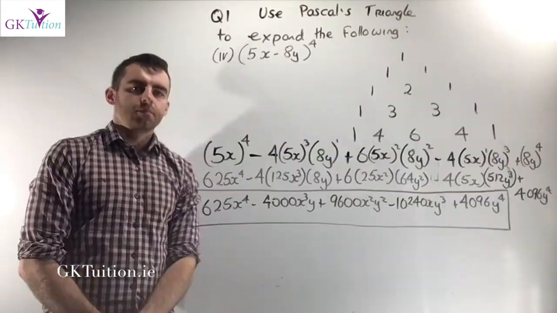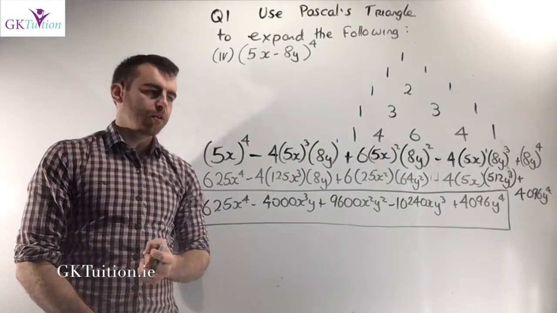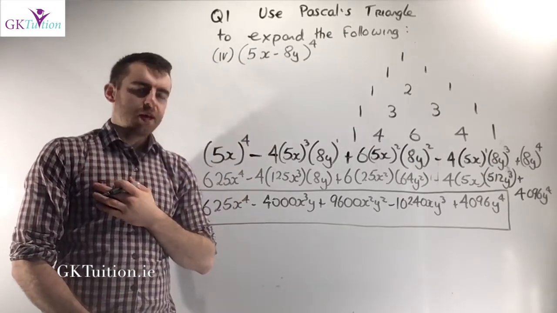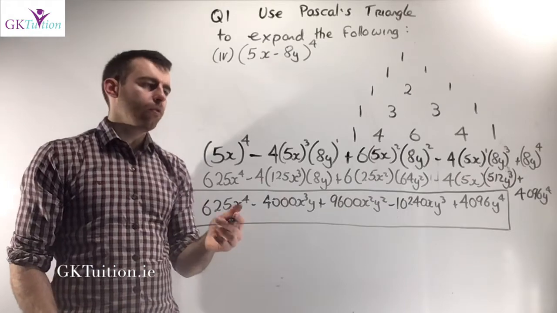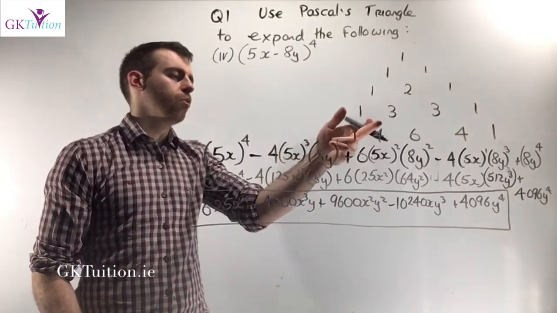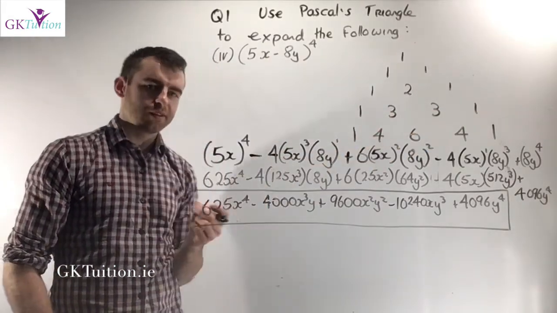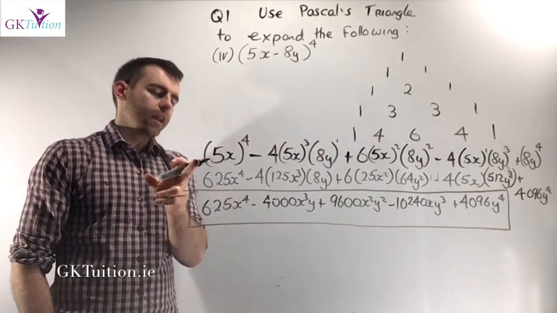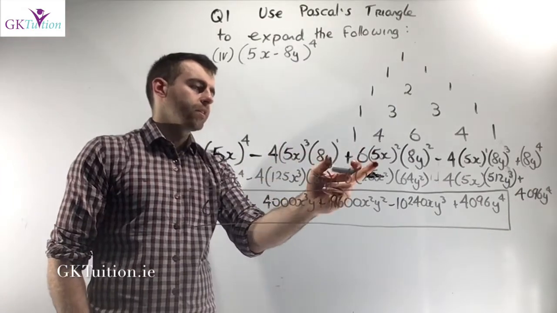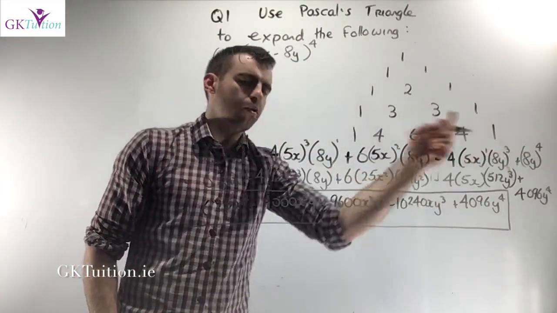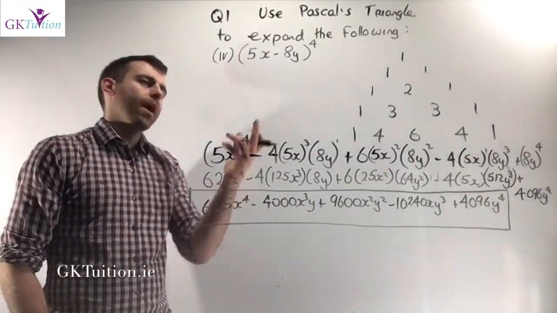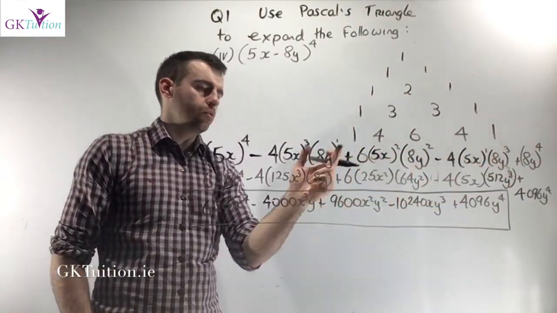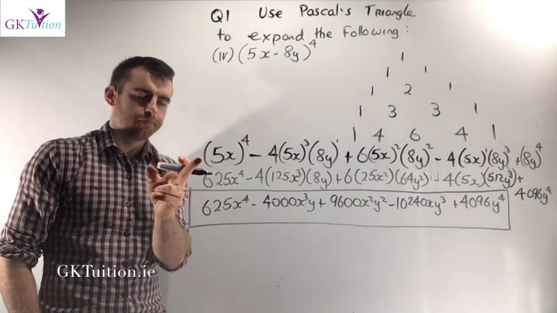Okay, the final one I want to work on in Pascal's triangle was this one, 5x minus 8y to the power of 4. In this case, once again, it's to the power of 4, so the fifth line in Pascal's triangle, 1, 4, 6, 4, 1, is what's relevant. The first term will be the first thing here to the power of 4, then it's 5x to the power of 3, 5x to the power of 2, 5x to the power of 1, and then no 5x. Then we work backwards. The last term will be 8y to the power of 4, to the power of 3, 2, 1, and then there's none in the first term.